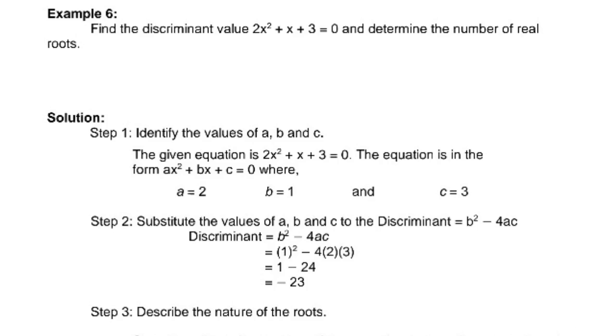b is 1, so 1 squared minus 4 times a is 2 times 2. c equals 3, so times 3. 1 squared is 1. Then 4 times 2 times 3 is 24, so that is why it became minus 24. So 1 minus 24 is negative 23.